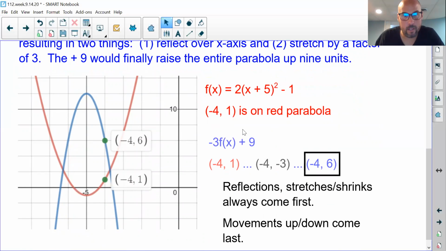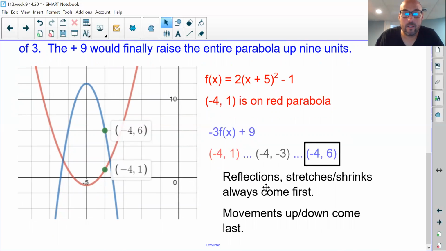Well, only the y value is being changed. First, the y value is being multiplied by -3. So 1 times -3 is -3. So this is kind of like the transition ordered pair. And then after the stretch and the reflection, then comes the movement up or down. This is up 9. So the y value at -3 moves up 9, landing on 6. So -4, 6, notice it is on the blue parabola, which is just the result of the red parabola going through these transformations.